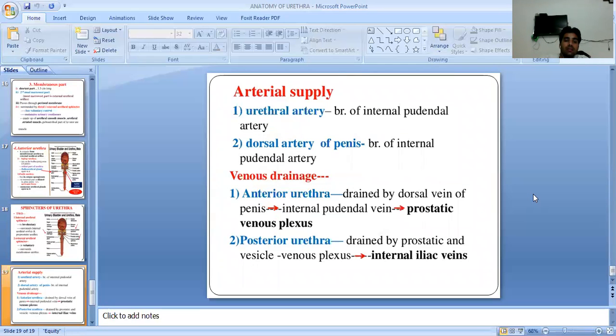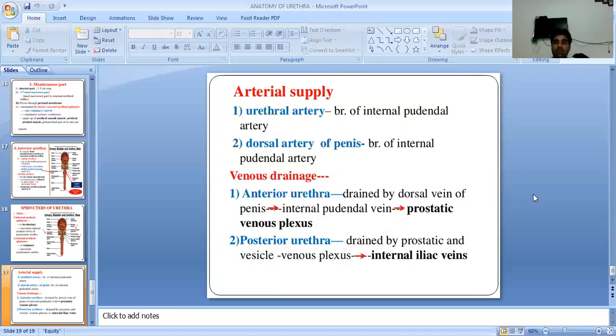Arterial supply: the urethral artery, a branch of the internal pudendal artery, and the dorsal artery of the penis, also a branch of the internal pudendal artery. Venous drainage: the anterior urethra is drained by the dorsal vein of the penis into the internal pudendal vein, which drains into the prostatic venous plexus. The posterior urethra is drained by the prostatic and vesical venous plexus, which drain into the internal iliac veins.